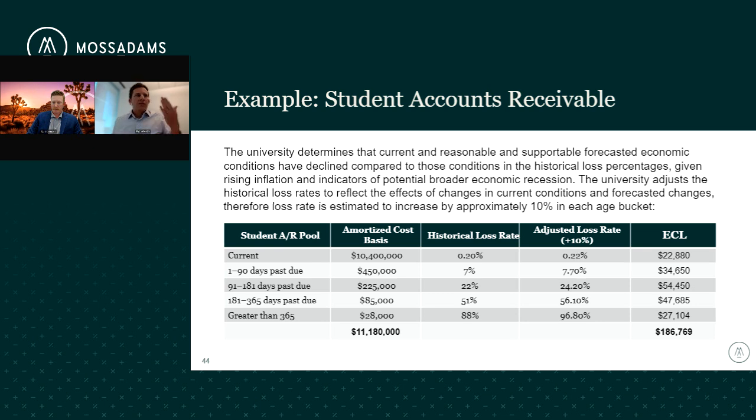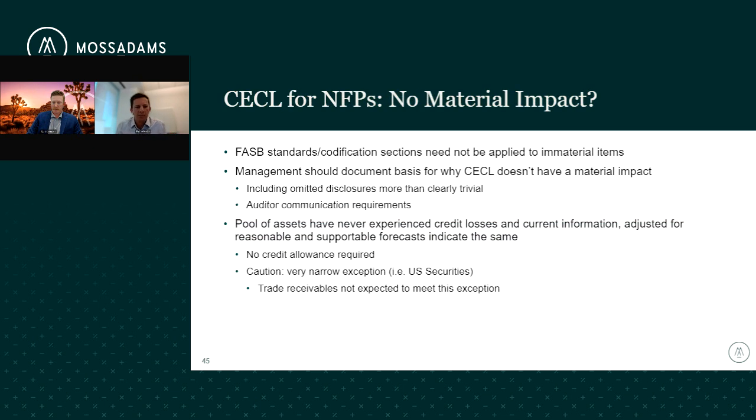I hope that's helpful. Some other items to note: if there are immaterial items that are scoped into this, the standard may not need to be applied, depending on materiality. I'd also note that there's a very narrow exception when expecting a zero loss on an asset. The only real example that FASB has put out is related to U.S. Treasury securities, which have a zero loss because of specific guarantees that are associated with them. So I would be very cautious about coming to the conclusion of a zero expected credit loss.